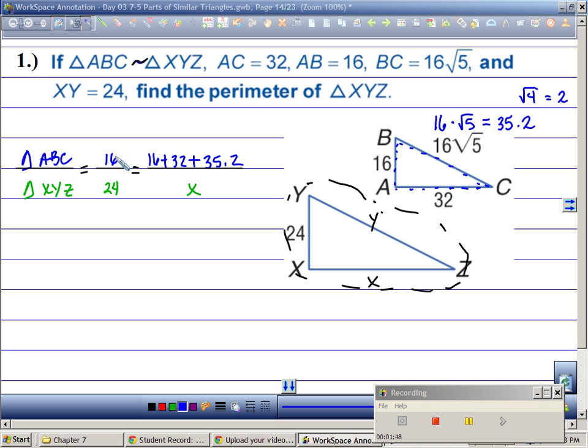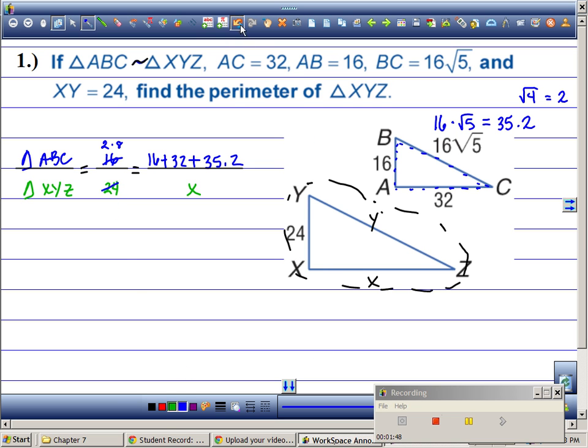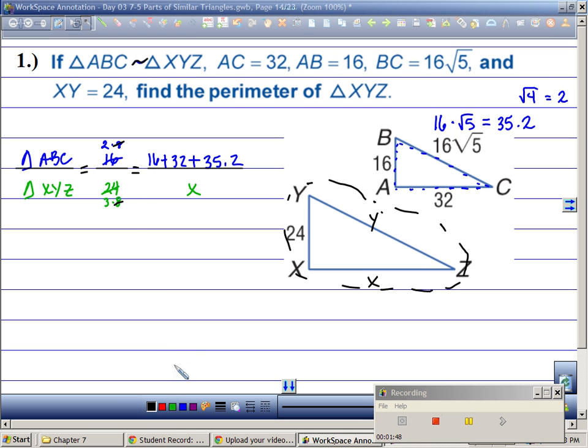16 is 2 times 8. And 24 is 3 times 8. Oops, wrong color. So it's really a scale factor of what? 2 to 3. So let's rewrite all this nice and pretty. 2 to 3 is equal to, what's 16 plus 32 plus 35 and 2/10? Somebody put that in a calculator and tell me.